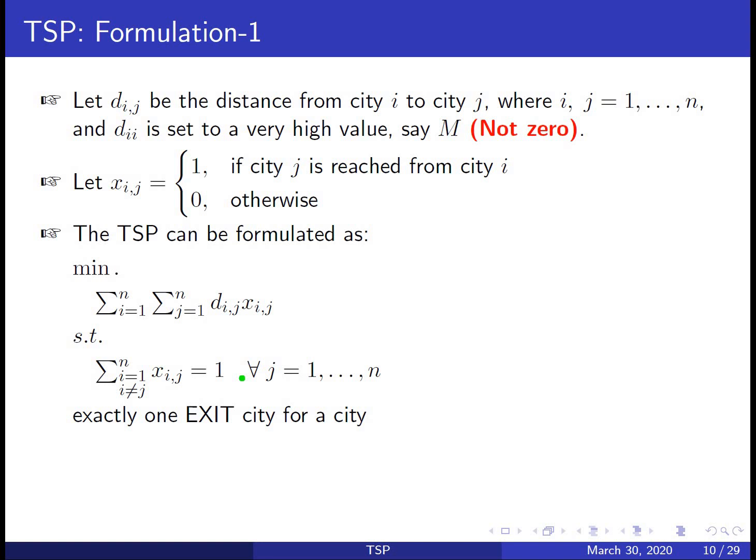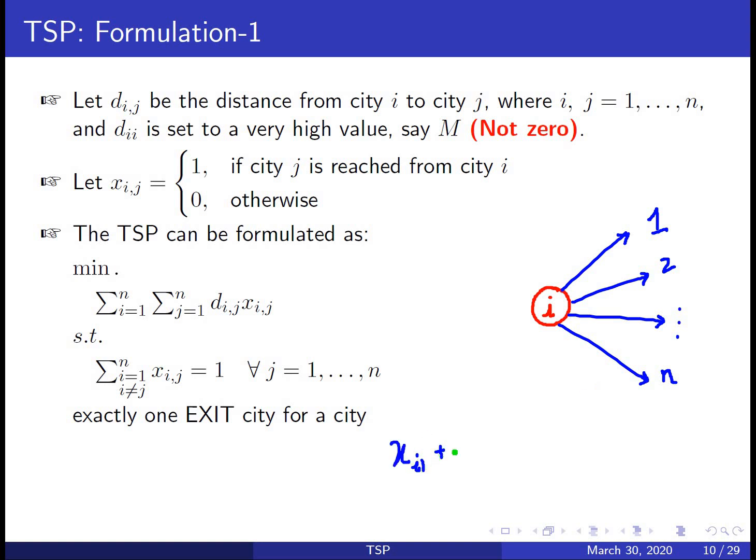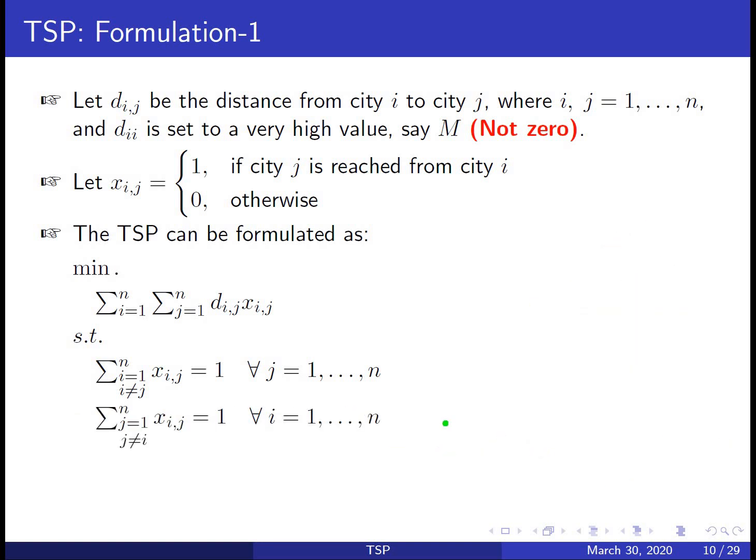The next constraint is exactly one exit city for a given city. Let us take an example. Let us say we are in city i. From city i, you can go to any of these cities. Now, according to this constraint, you can go only to one of these cities. That is from Xi1 or Xi2 or Xin. I should pick exactly one of the exit cities, and this should be done for all i. Therefore, the constraint is written like this.